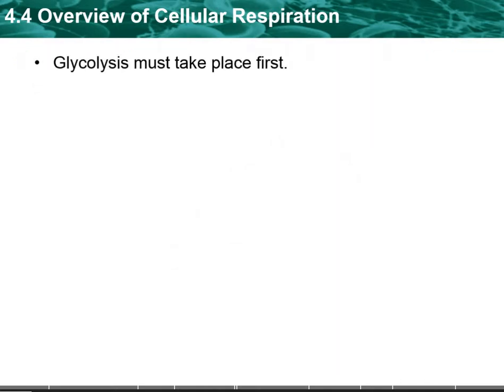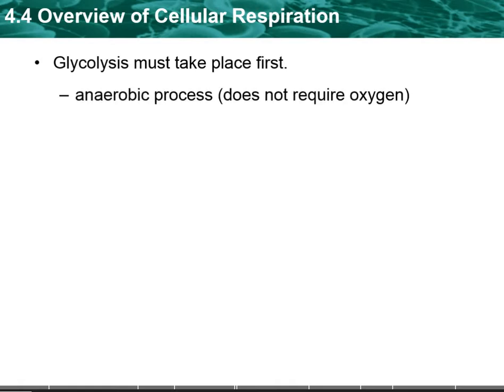Glycolysis needs to happen first before respiration can occur. Glycolysis is anaerobic, so that means without oxygen. It does not require oxygen to work. So to begin respiration, we do something that does not need oxygen to happen. If there's not enough oxygen when you do it, it will do what's called fermentation, which we'll talk about in the next section. If there is enough oxygen present, it will go on to respiration then.